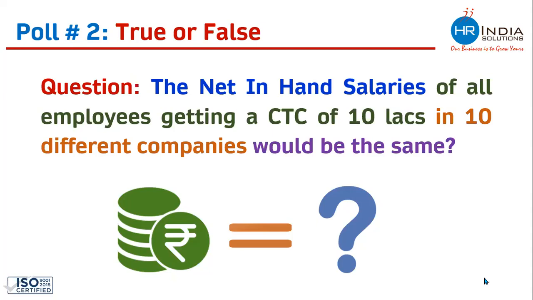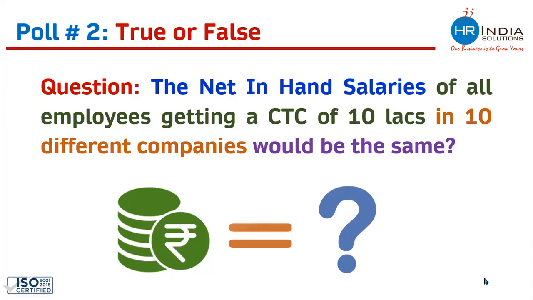The majority of the population, 56%, has voted for false, and 44% of the total population feel that yes, the take-home salary will be the same if they are at the same CTC. The correct answer is false. The take-home salary of all these employees, even if they are working at the same CTC, but in different companies, would never be the same.